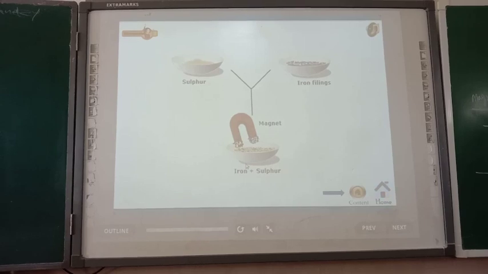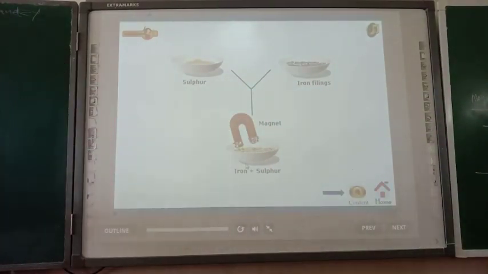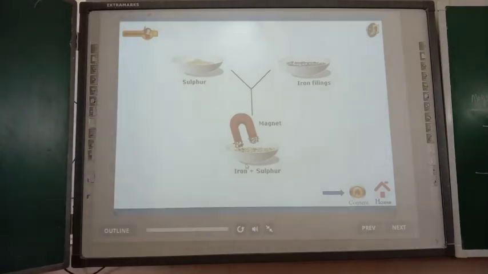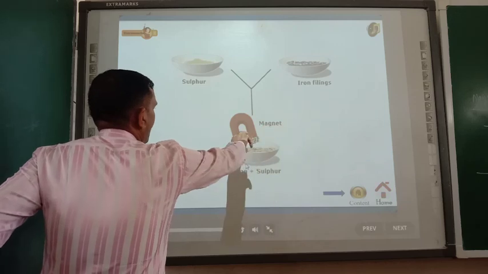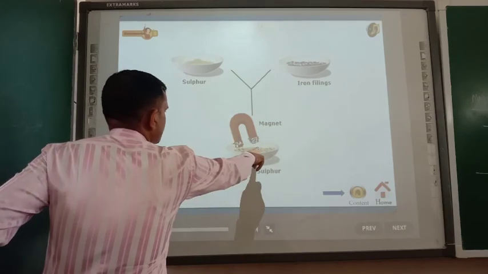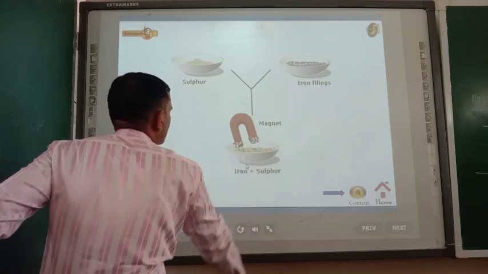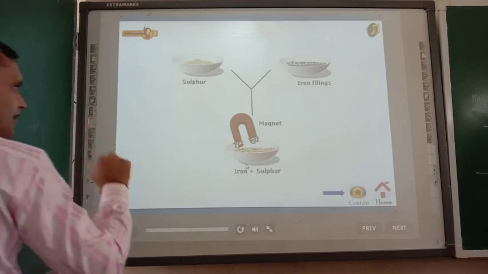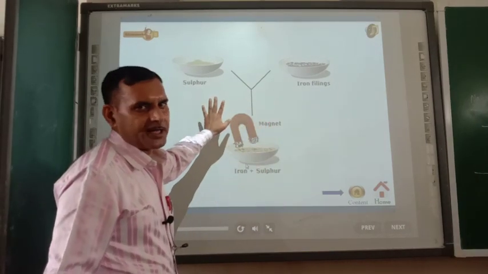So let us see one animation related with the magnetic separation. Just see this example. Here sulfur and iron filings are taken, and in their mixture a magnet is moved. So just see, all iron filings cling or stick to the magnet. But remember, sulfur and iron filings chemically do not react.